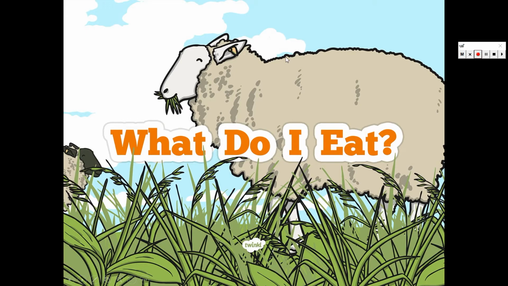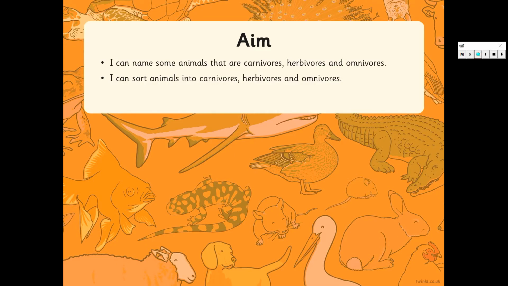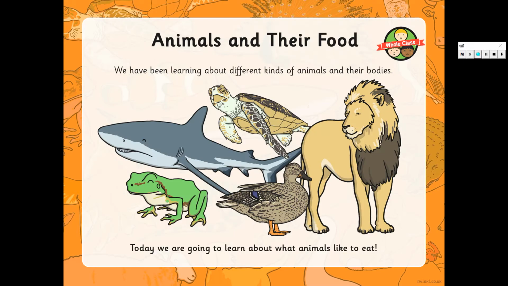Hi everyone, in today's science lesson we're going to be looking at different animals. We're going to be looking at what those animals eat and the types of food that different animals eat. So the aim of today's lesson is we're going to sort some animals that are carnivores, herbivores and omnivores. Don't worry if you've never heard of those words before, because we're going to go through them and discuss them, and you're going to sort the animals into groups of carnivores, herbivores and omnivores.